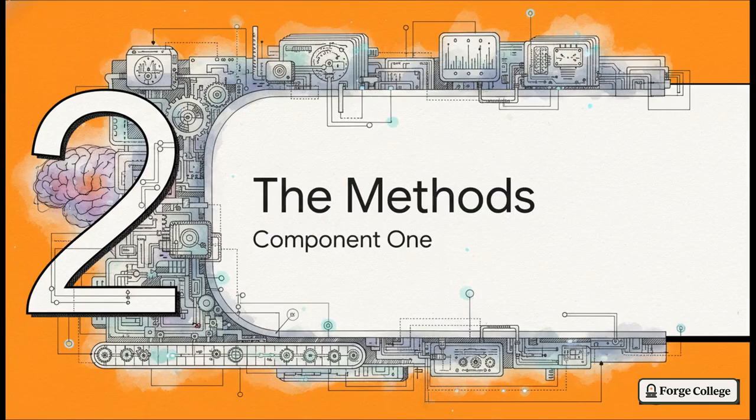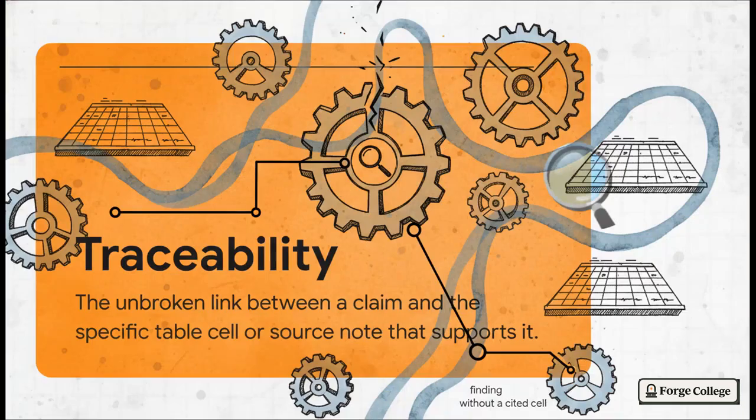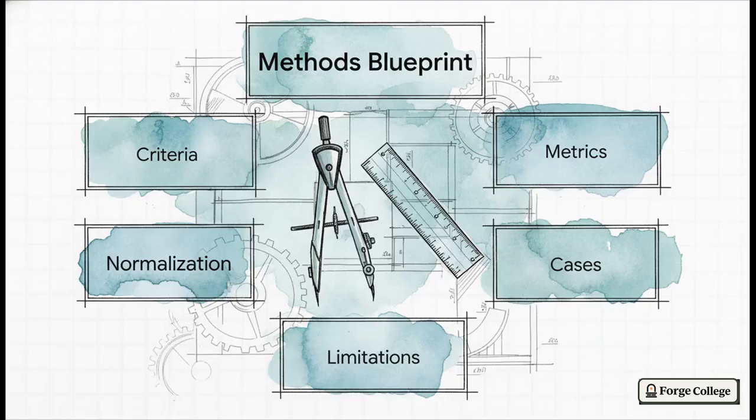Moving right along to Section 2, Component 1, the methods. Okay, before we write a single word, we absolutely have to understand the core engineering principle of this entire project, and that is traceability. Think of traceability as the unbroken, undeniable link between a claim you make and the specific comparative table cell that proves it. Because honestly, a finding without a cited cell is like a gear floating in midair. It doesn't connect to anything, it doesn't spin anything, it's just a hallucination. If you claim a platform is highly decentralized, you've got to trace a solid line right back to the data point that proves it.